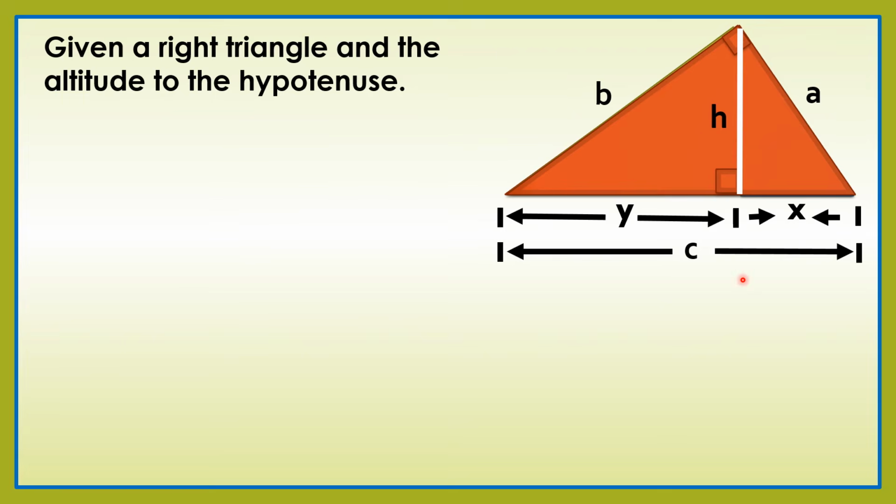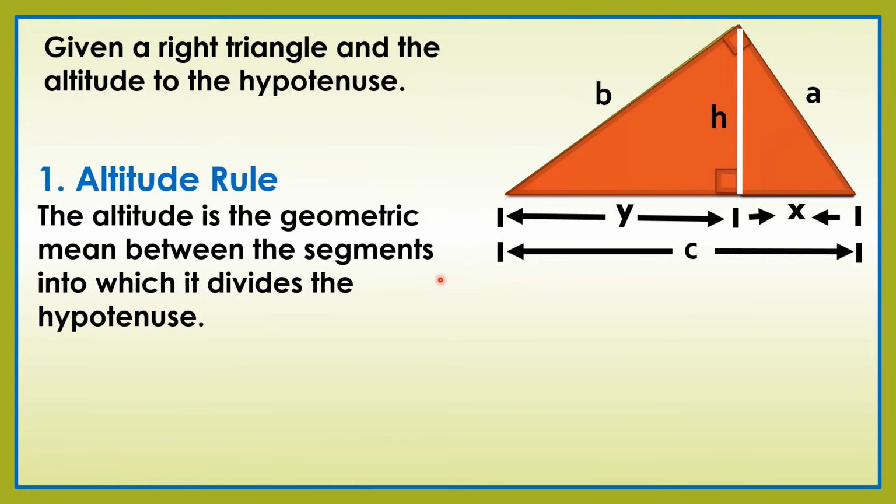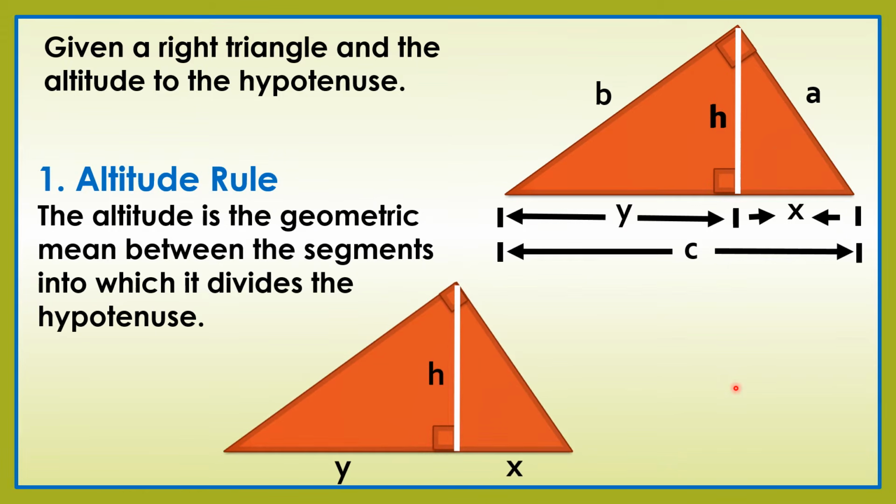Then balik tayo sa original na triangle. So sa original triangle natin, ang ating hypotenuse ay C. Ang ating shorter leg, A. Longer leg, B. So this time, i-discuss naman natin ang altitude rule. The altitude rule is the geometric mean between the segments into which it divides the hypotenuse. So let's have here the figure. So kung ito ang figure niya, ang ratios natin, x over h is equal to h over y.